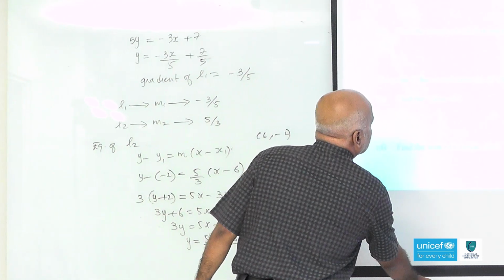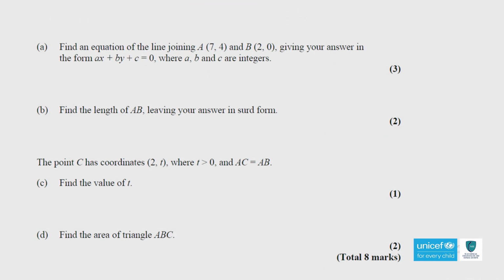Yeah, another question. It's a big question which has got more subdivisions. It has got A, B, C, D, 4 subdivisions, the marks 3 plus 2, 5 plus 1, 6 plus 2, 8 marks basically, it is already mentioned at the bottom. A part, find the equation of a line 7, 4 and 2, 0, 2 points in the ax plus by plus c format as integers. Next, length of AB, both are easy known content.